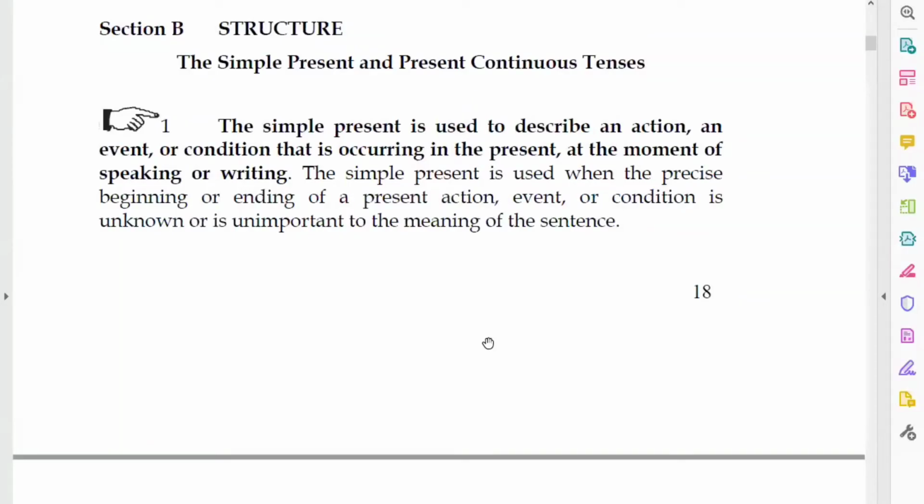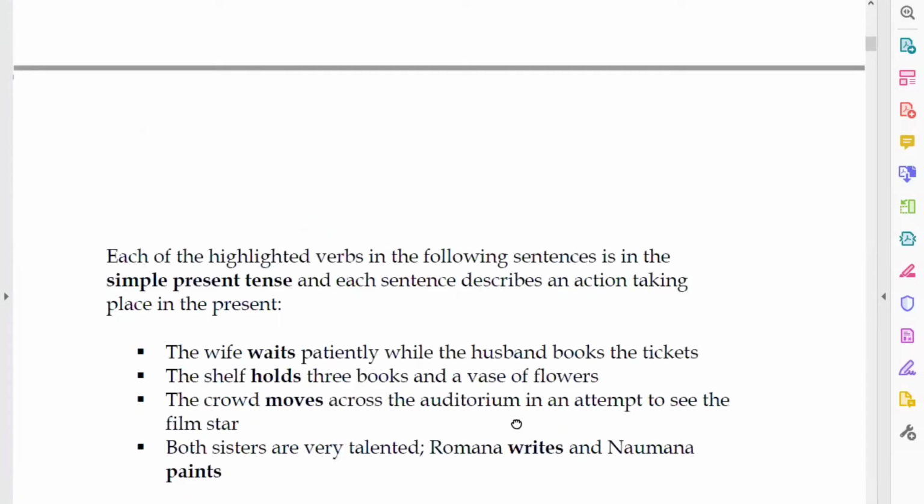Now, this is page number 18 in your book, and you'll find the simple present and present continuous tenses. First, we are going to look at the simple present that we have discussed just now. The simple present is used to describe an action, an event, or condition that is occurring in the present at the moment of speaking or writing. The simple present is used when the precise beginning or ending of a present action, event, or condition is unknown or is unimportant to the meaning of the sentence.